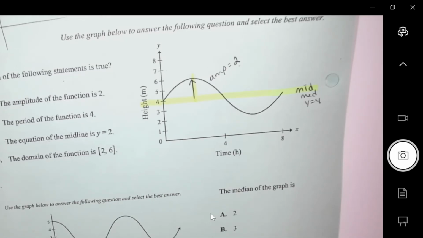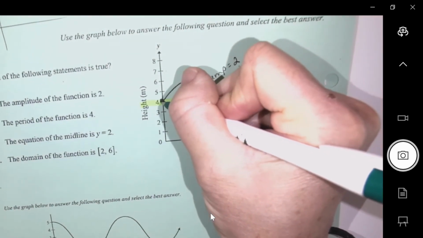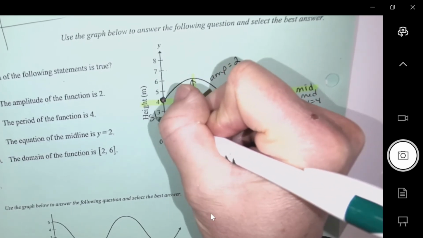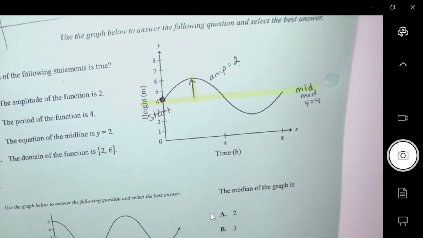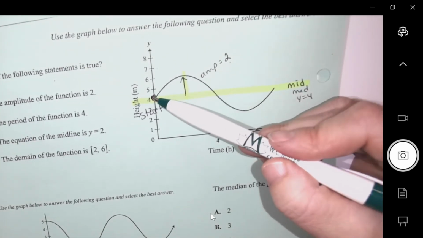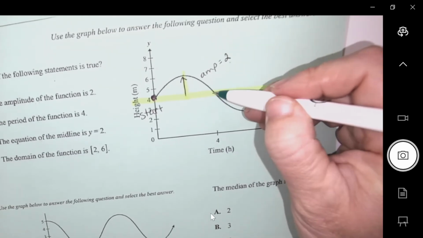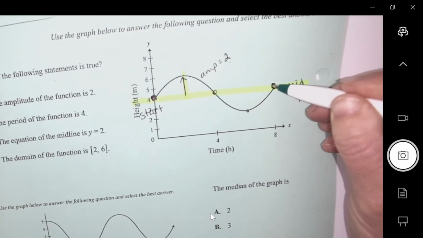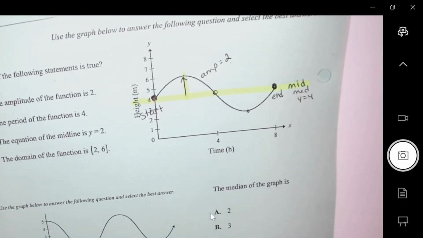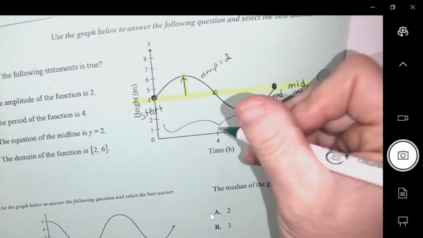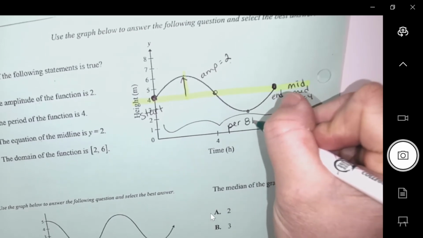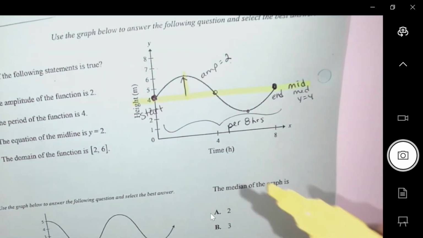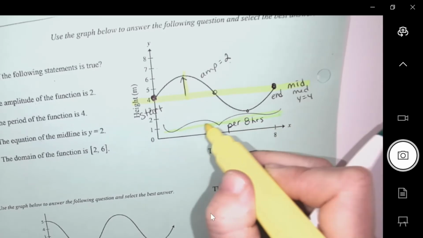And what is the period? So if I start here, where's the next time I reach that place? So mid, high, mid, low, mid. This would be the end of a cycle before I start that process again. So our period is, what did you say, 8 hours? So that's what a period is.